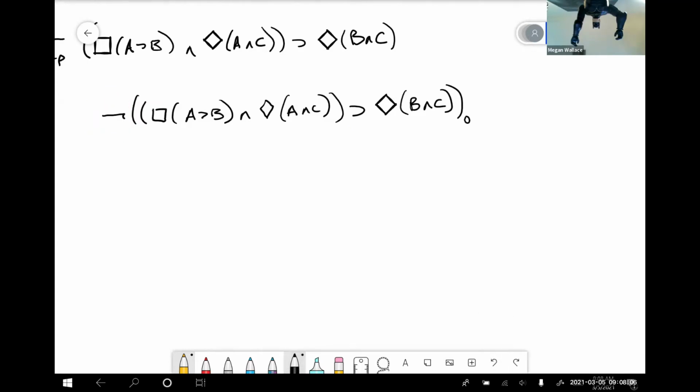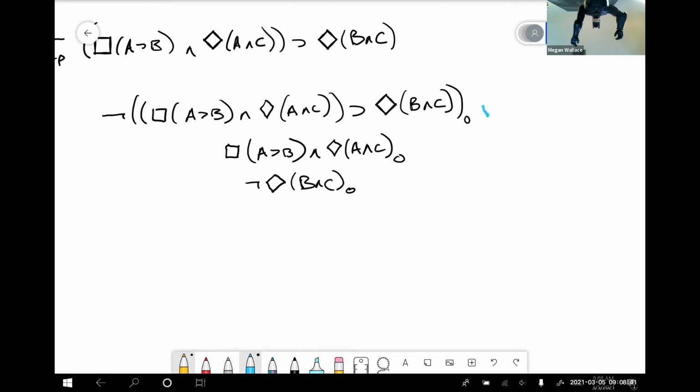All right, from here, we're just going to use our usual rules when we have a negated conditional and we get the antecedent, which is necessarily, I'm sorry, that's supposed to be a box, A then B, and diamond A and C. And this entire conjunction is true at world 0. And then we get a negation of the consequent, which is it's not the case that diamond B and C. And that is also true at 0. So we have just done this one right there.